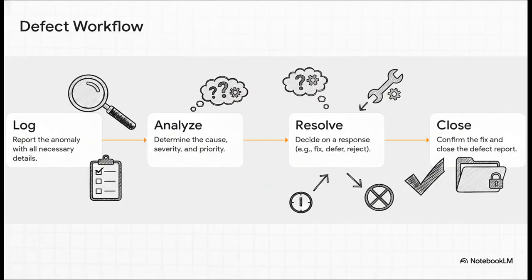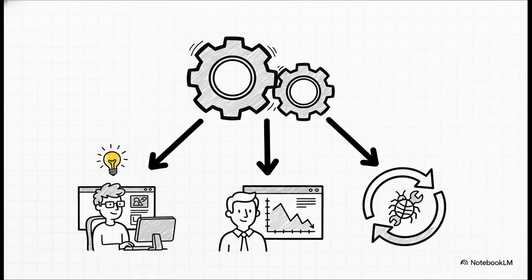And of course, when you do find issues, you need a clear process for handling them. A good defect workflow is actually pretty simple. A defect gets logged with all the details, it's analyzed for its impact, a decision gets made on how to resolve it, and finally, the fix is verified and the ticket gets closed. Clean and simple.